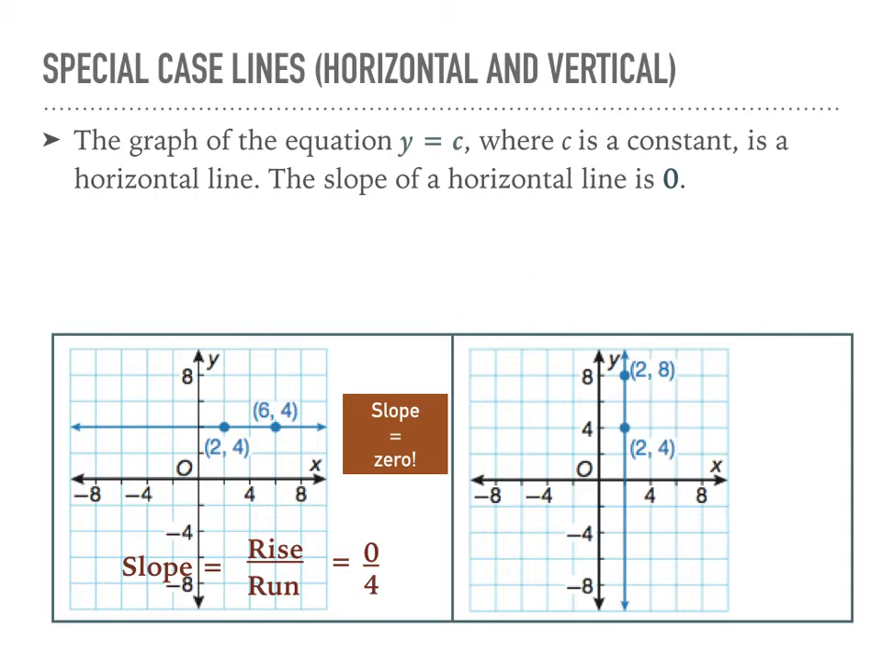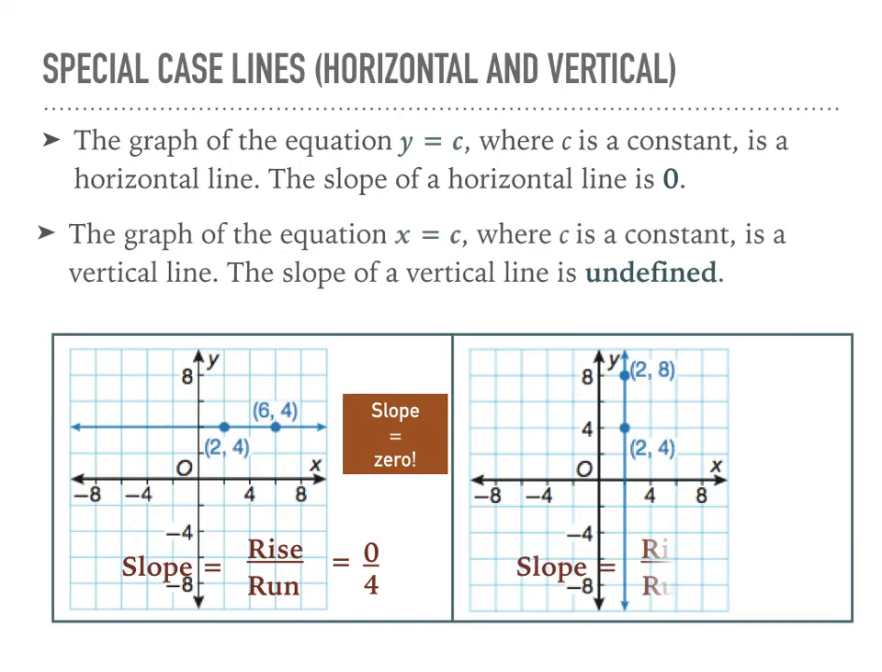Now we have a vertical line, which is another special case line. The rise between these 2 points is 4 and the run is 0. And you can't divide 4 by 0, which is why we say the slope of a vertical line is undefined.